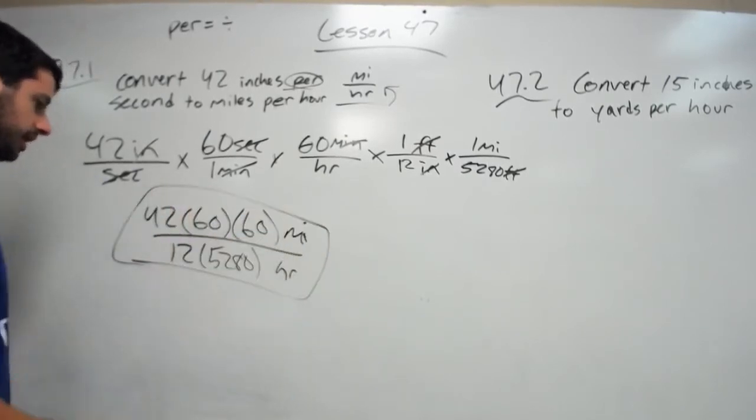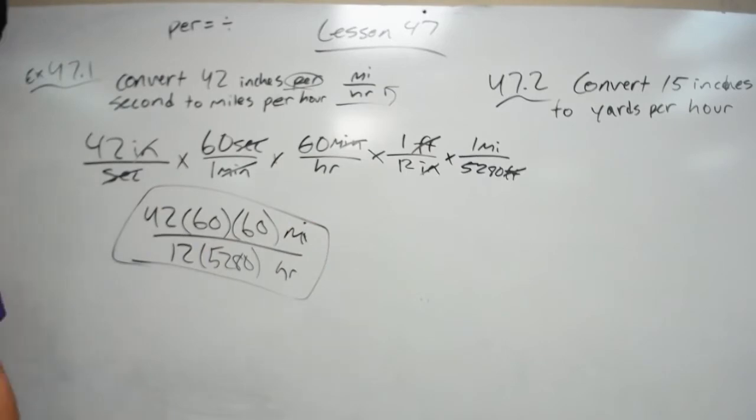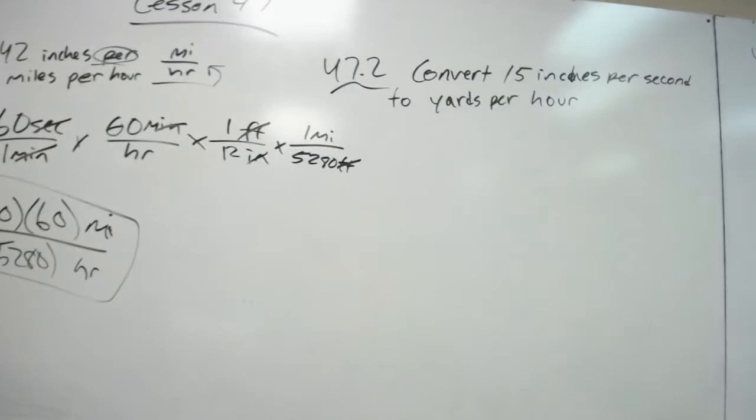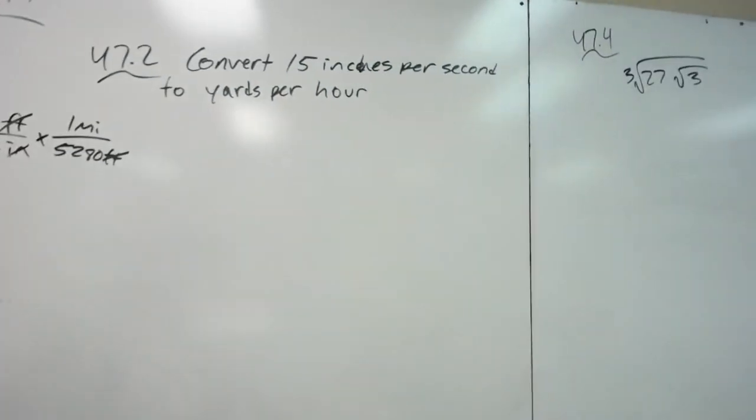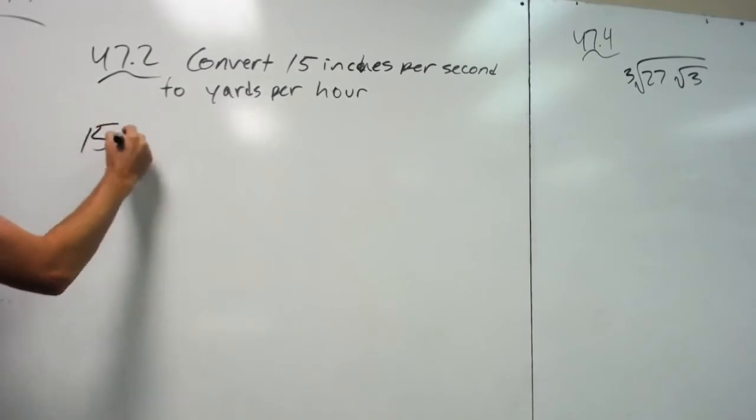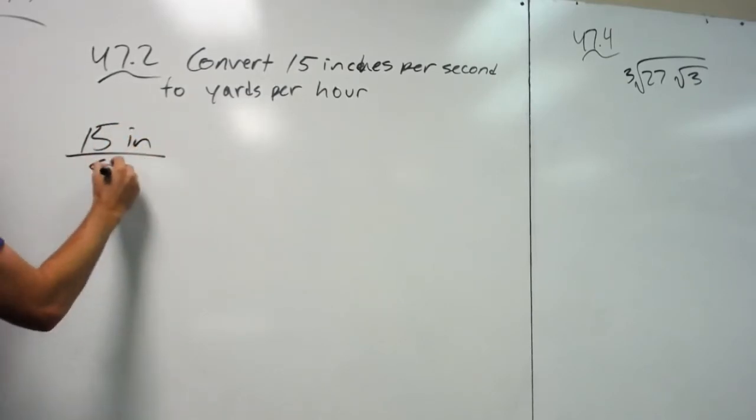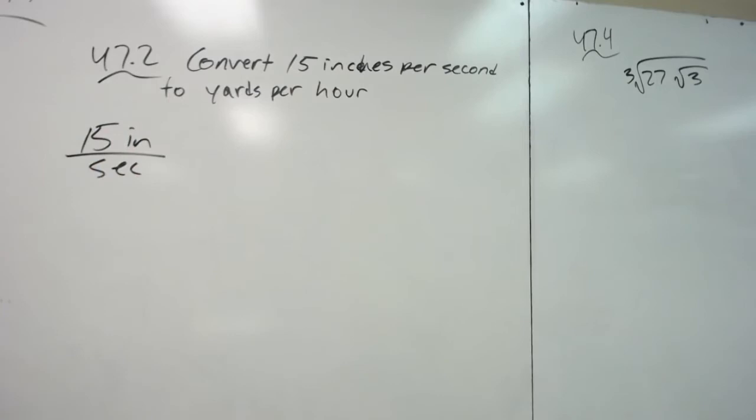You do not have to go any further. You don't have to multiply, divide, any of that. You can just leave it there. But that is converting. Let's look at one more. 47.2 wants 15 inches per second to yards per hour. So we start with 15 inches per second to yards per hour.